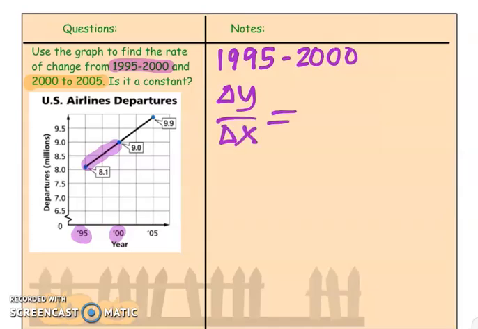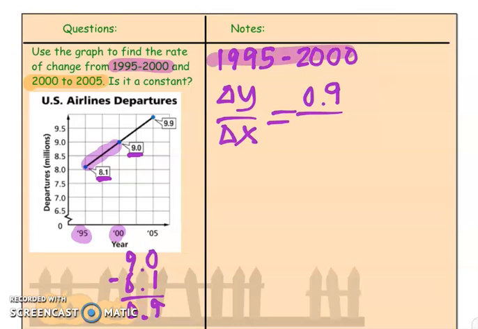So to figure out how much y changes, these are your y coordinates. So we're subtracting 9.0 minus 8.1. So that's 0.9 or 9/10. And 1995 to 2000 is a 5-year interval. So if I divide this, it's not a great number. It's 0.18.